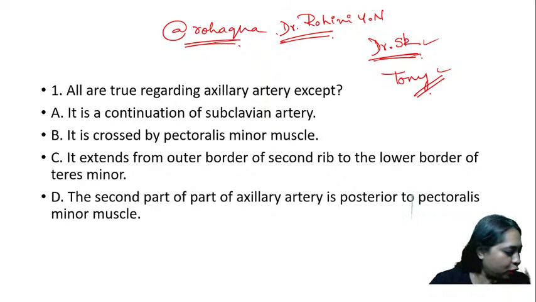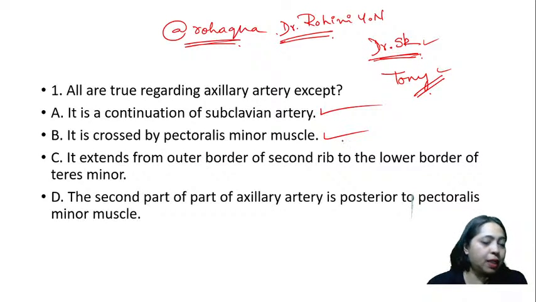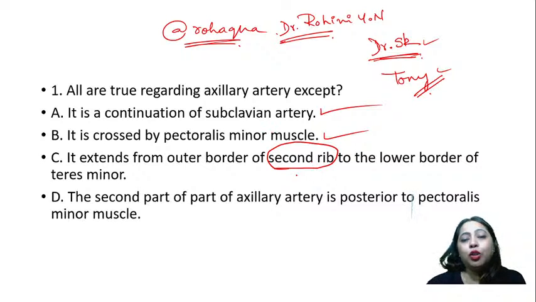All right, first one. So Tina, who is new, says the answer is C. Let's see, all are true regarding the axillary artery except which one? Now we have to find the wrong answer, right? It's a continuation of subclavian. Is it correct? Yes. It is crossed by pectoralis minor. Yes. It extends from the outer border of the second rib. Is this the answer? No, it is the first rib.